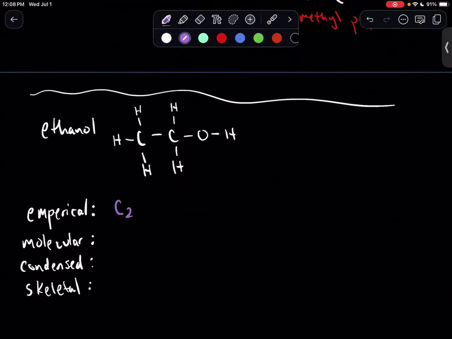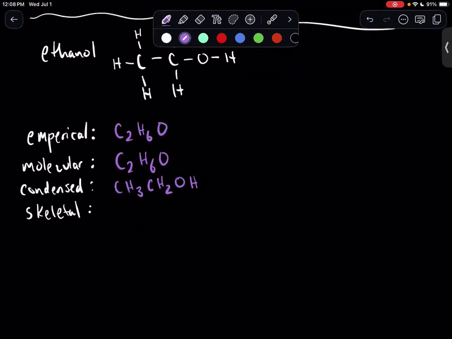The empirical is C2H6O, which is similar to the molecular C2H6O. The condensed is going to be CH3, CH2, followed by an OH. Lastly, the skeletal is going to look like this. OH. You'll note that I still have one carbon, two carbon, but now this carbon is bonded to something we are drawing. So we draw that OH because once again, as I mentioned, it is a functional group.